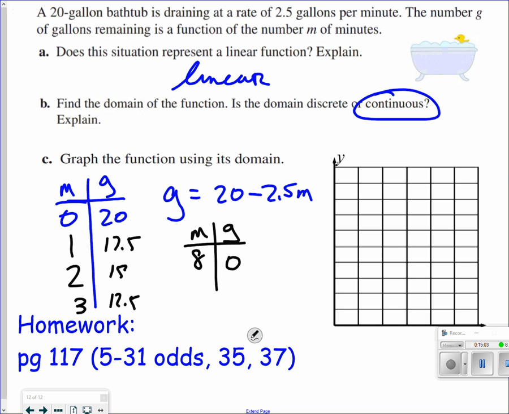So again, skipping ahead there a little bit. So making a graph. I'm going to go by twos here. So 2, 4, 6, 8, just to give myself enough space. And I'm going to go by twos as well going up. So 2, 4, 6, 8, 10, 12, 14, 16, 18, 20. So no minutes, 20. 1 minute, 17.5. 2 minutes was 15. All the way down to 8 minutes.